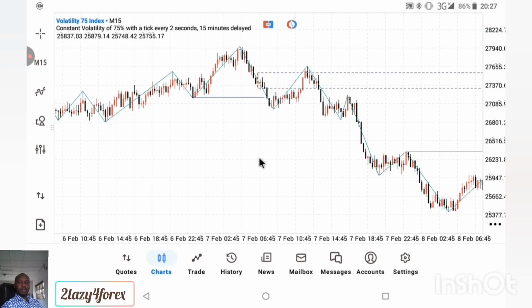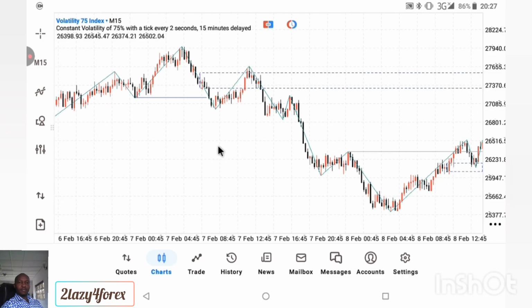Zigzag indicator is a masterpiece indicator. It does everything for you. All you have to do is just follow the rules. Just open your eyes and it will plot everything. It plots the highs, the lows, it plots everything for you. It even shows you the candle. All you have to do is just follow the rules.